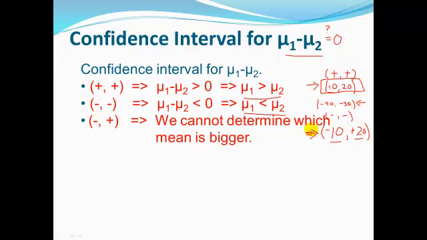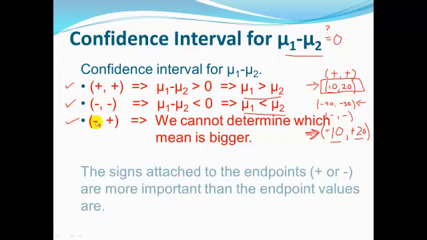If I asked you about this interval, though, is the difference between the means 0? You'd say it might be. Maybe at the 95% confidence level, the difference between the means could be 0. It might be negative, it might be positive, but it could be 0. So we just cannot determine which mean is bigger. Now sometimes students say, well, what about the positive lower endpoint and the negative upper endpoint? That can't happen. Numerically, there's only 3 possibilities. And so what you have to do is figure out which of these intervals you're looking at and be able to interpret them correctly. What you realize is that the positive or negative signs attached to the endpoints are more important than the values themselves.